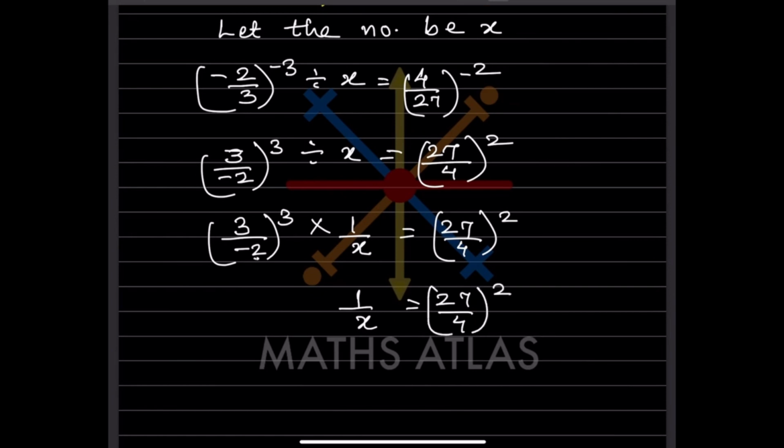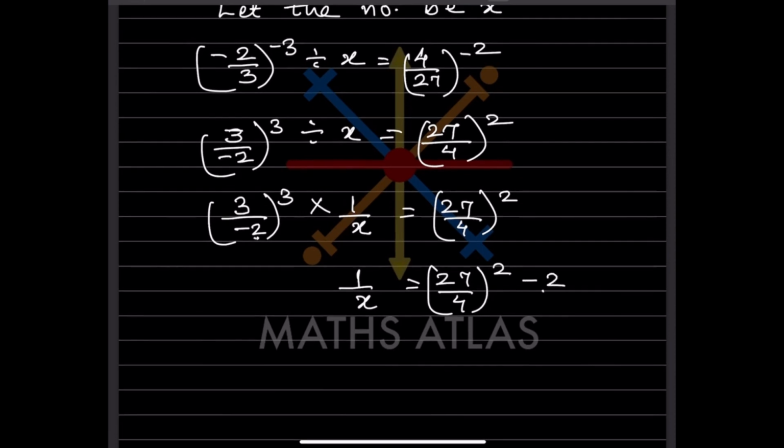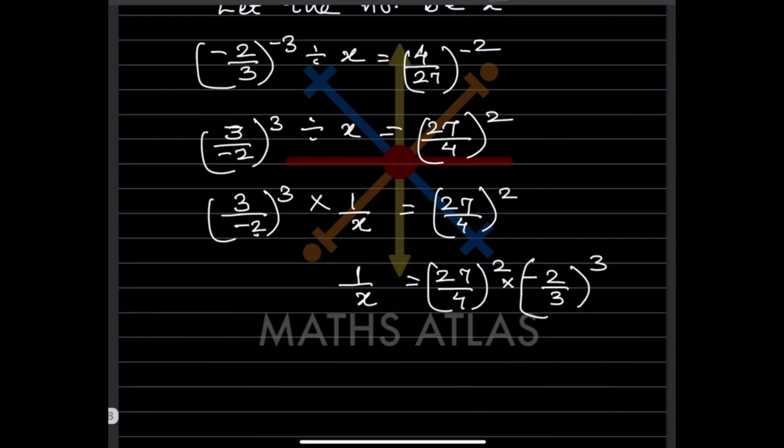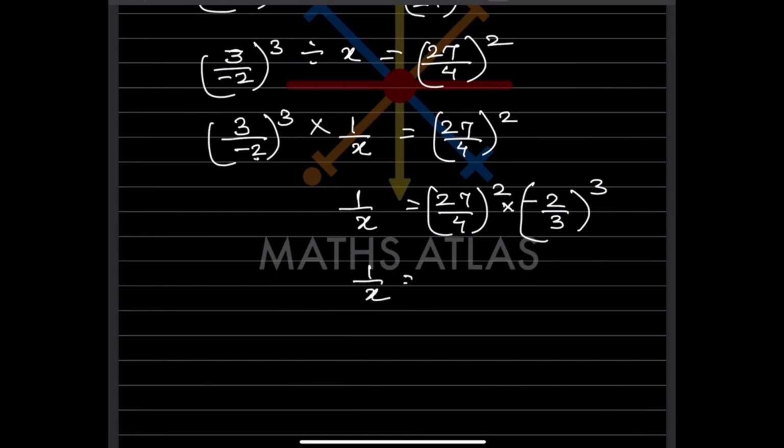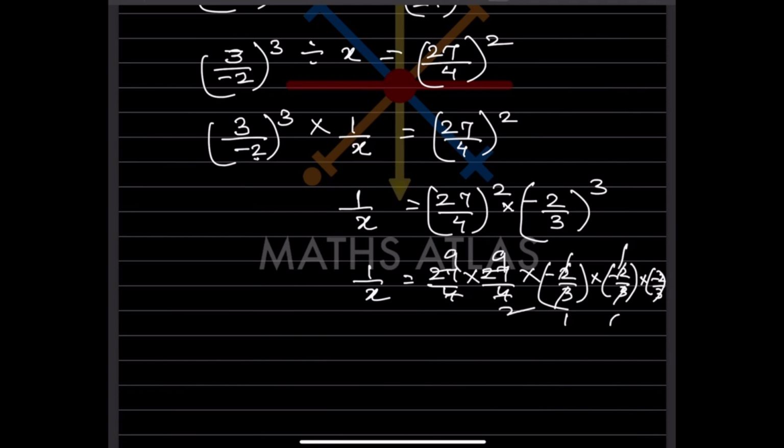So what is that going to be? Minus 2/3, because this will be multiplied, right? So (-2/3)^3. So this is going to be 1/x = 27/4 times 27/4 times (-2/3), you are going to write it 3 times. So what is that going to be? 3 ones are 3, 3 nines are 27, 2 ones are 2, 2 twos are 4.